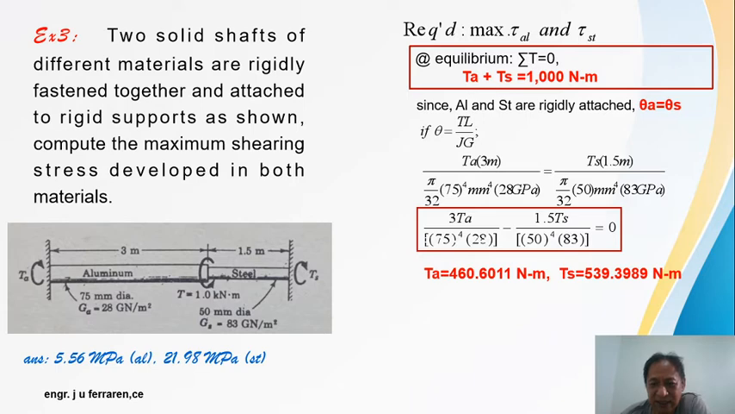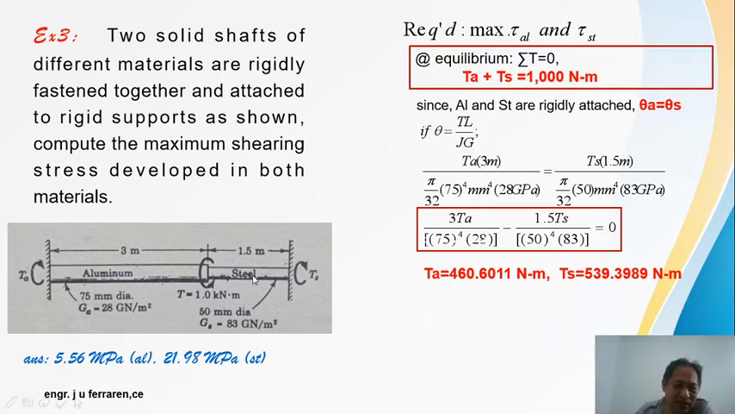Now, after knowing the torque, you can proceed with the required maximum shearing stress. Can you recall the formula for the maximum shearing stress? Okay, we have 16T over pi d cubed, when that is a solid shaft.